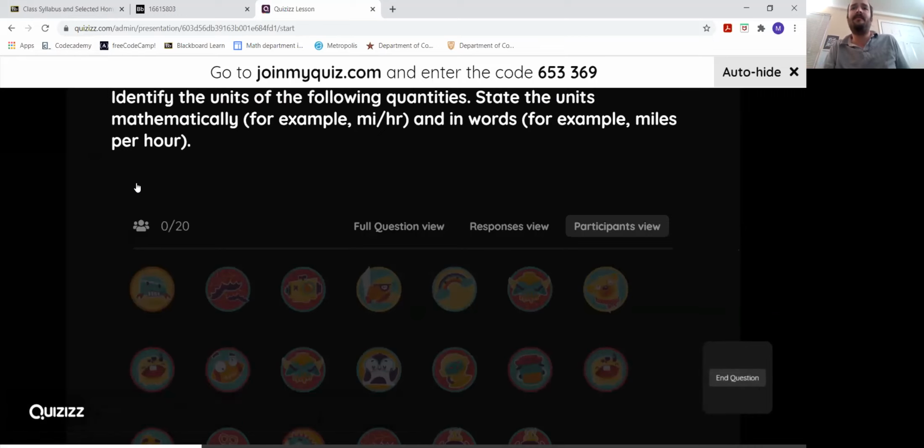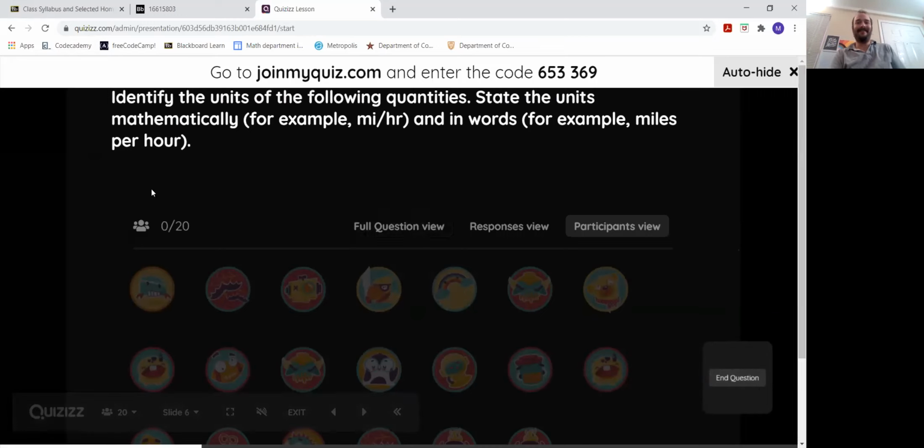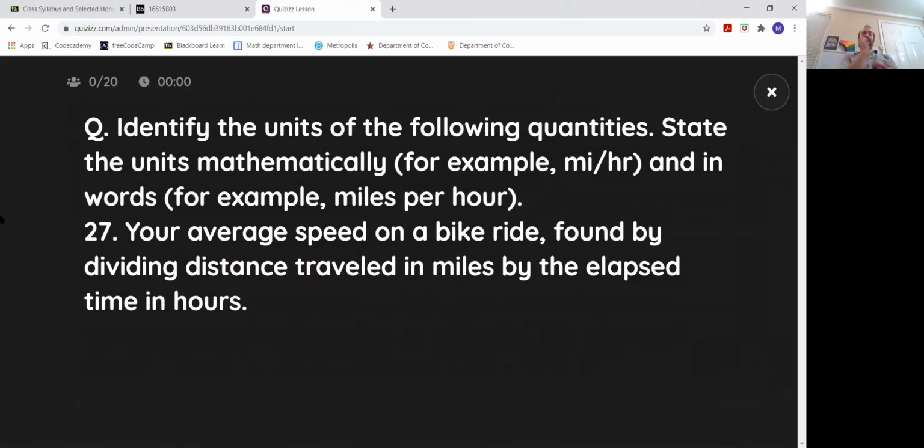Where are we at? Identify the units of the following quantities. Oh man, this should take you 30 seconds after you read this question. Okay. Identify the units of the following quantities. State the units mathematically, for example, miles divided by hours, and in words, for example, miles per hour.